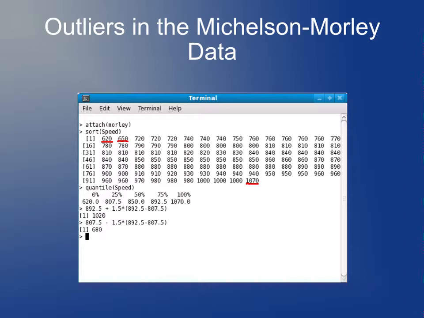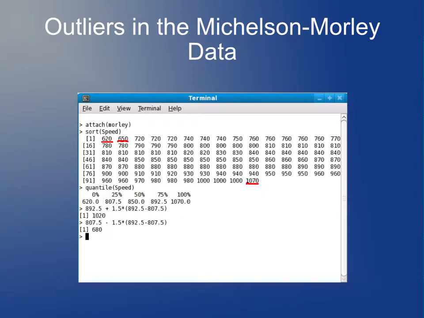The 25% quantile is 87.5. The 75% quantile is 892.5. So I add 1.5 times the interquartile range to 892.5, and I subtract 1.5 times the interquartile range from 807.5. I get 680 and 1020. So the putative outliers in this data set, which I marked in red, are 620, 650, and 1070.